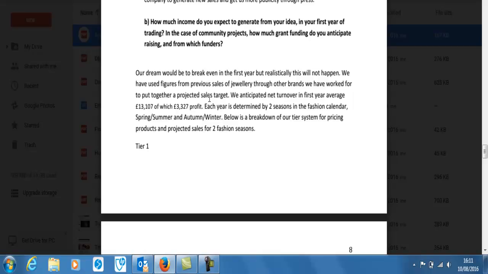How much money is this business likely to make in the first year? And of course, some businesses take a while to build up and you might not make much profit in the first year, but we'd want to see signs that there's enough revenue to make it worth it. That's what we're looking for here.